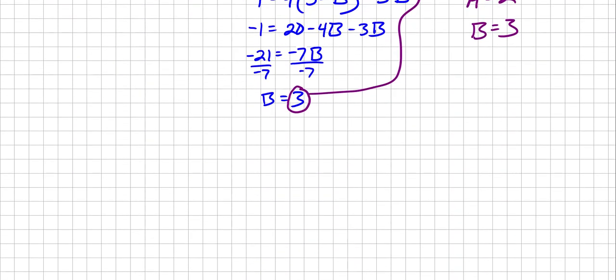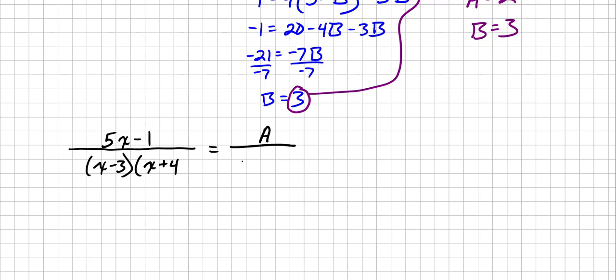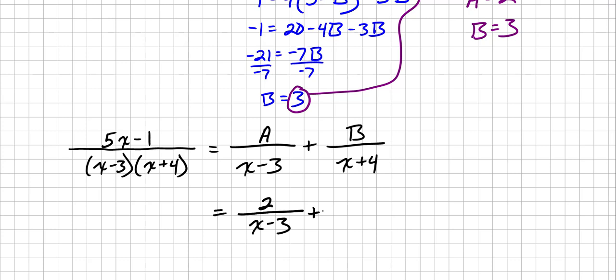So let's go back down here and write it out as (5x - 1) over (x - 3)(x + 4), remembering that I set it up as A over the first factor in the denominator plus B over the second factor in the denominator. And I know that A is equal to 2, so this is equal to 2 over (x - 3) plus 3 over (x + 4).